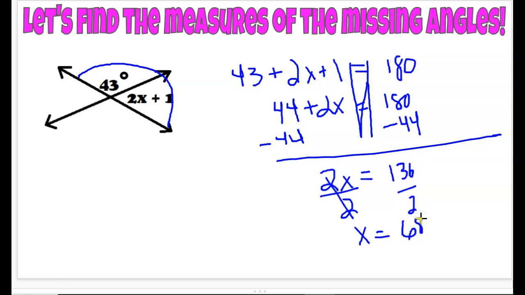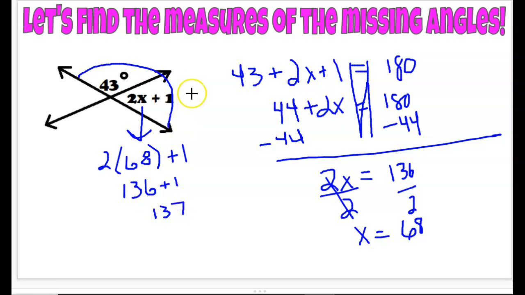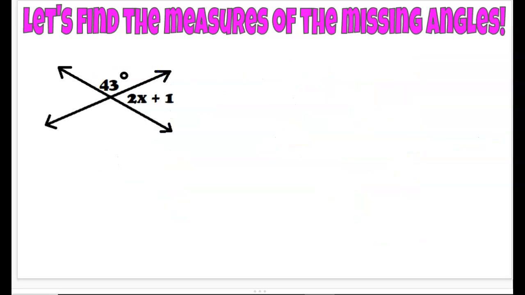So now we have to figure out if this is going to work out. Let's substitute 68 in here for x. So 2 times 68 plus 1. All right, so 2 times 68 we've decided is 136. 136 plus 1 is 137. Now if this angle is 137, and we know this angle already is 43, those two angles should add up to 180 degrees, and they do. Make sure you have this.